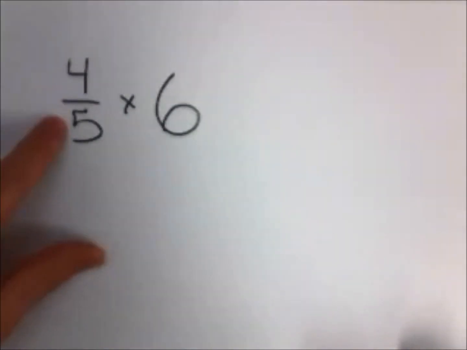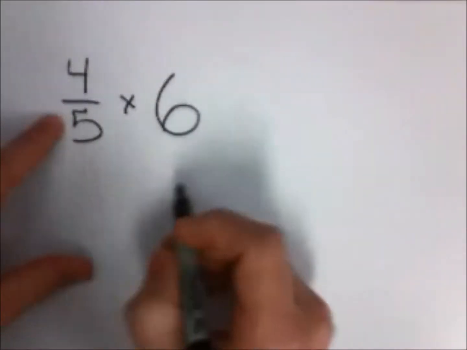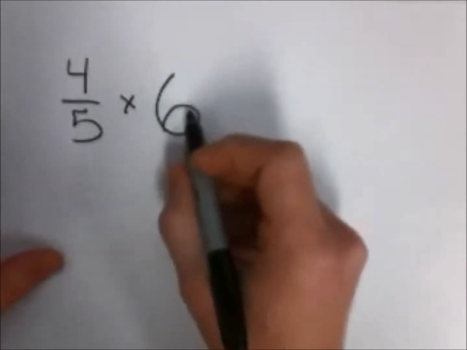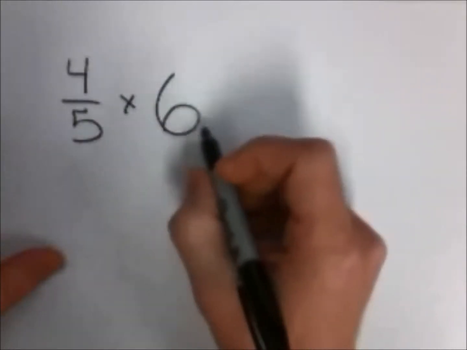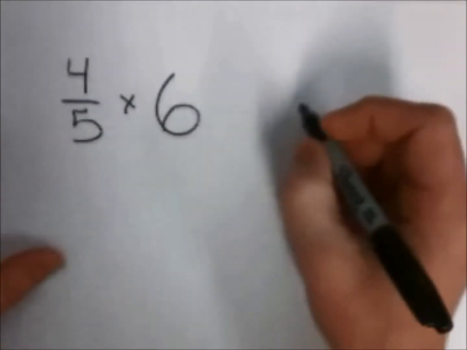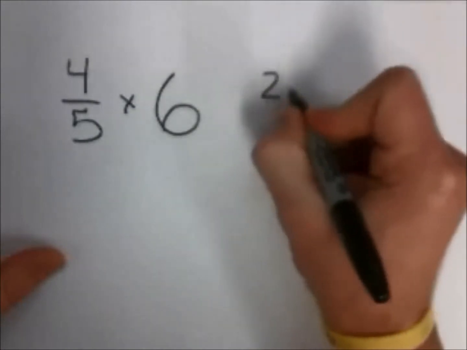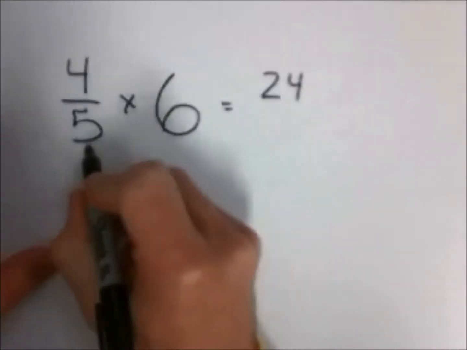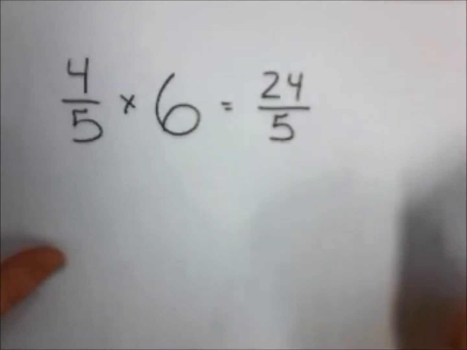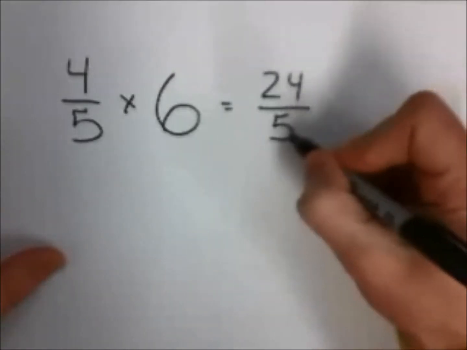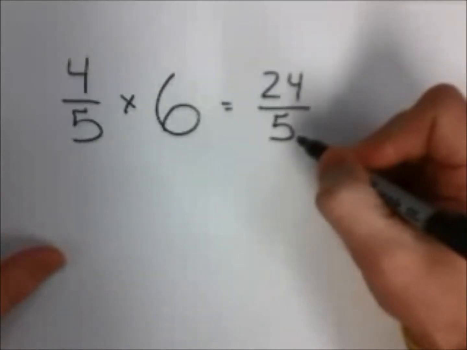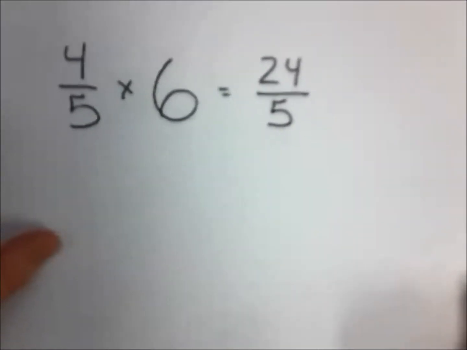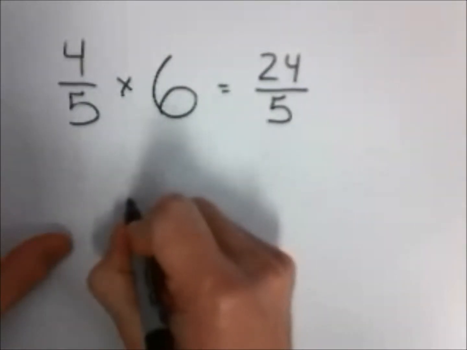Next up, we're going to take a look at 4/5 times 6. Now we can add this fraction by itself 6 times if we wanted to, or we could multiply the numerator times the whole number. 6 times 4 is going to give you 24, same denominator of 5, and we would have 24/5.